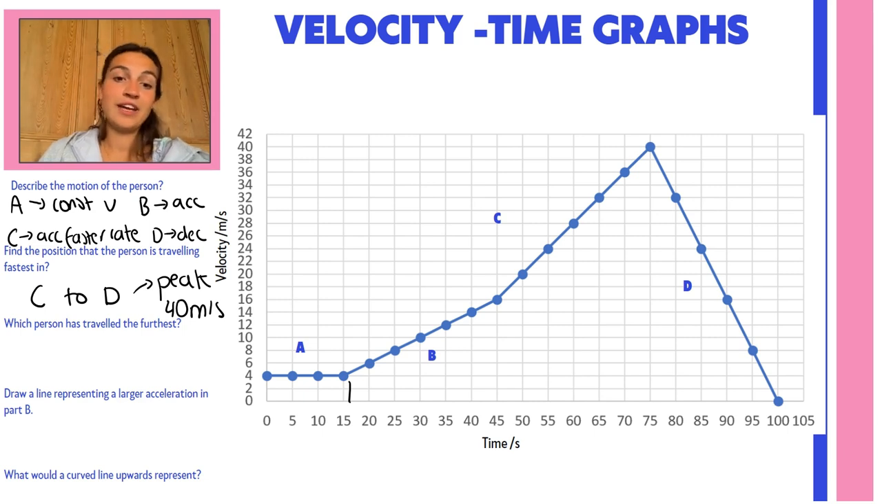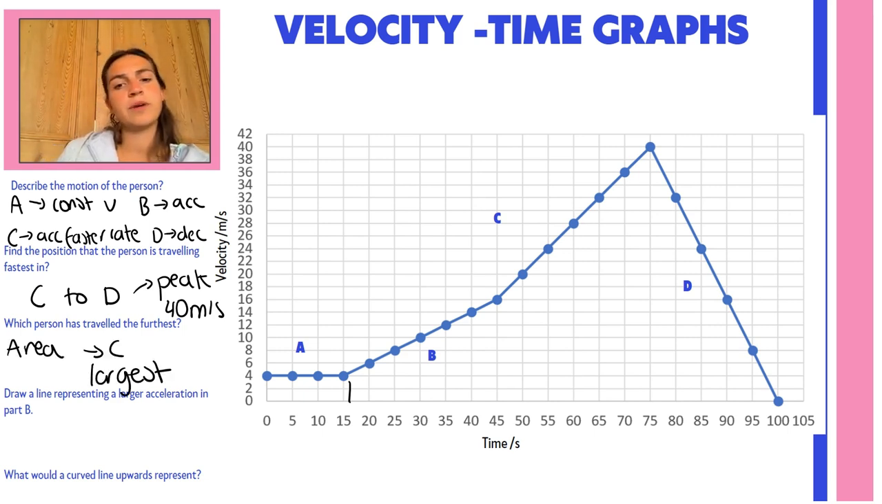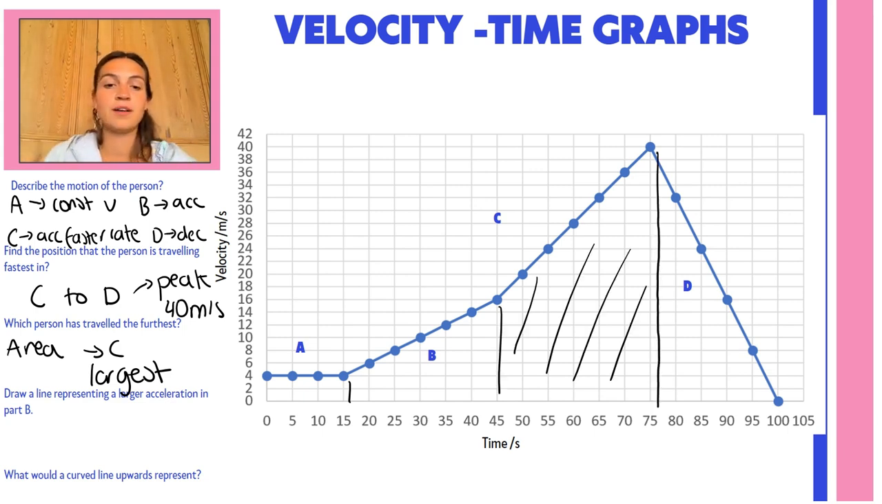Which person has travelled the furthest? So if each area represented a different person here, which one's travelling the furthest? Well, I need to look for which one has the largest area under their part of the graph, and that is definitely part C there for the largest area.